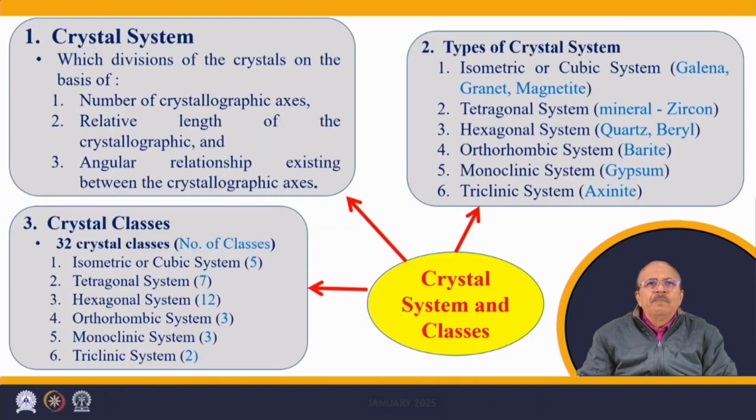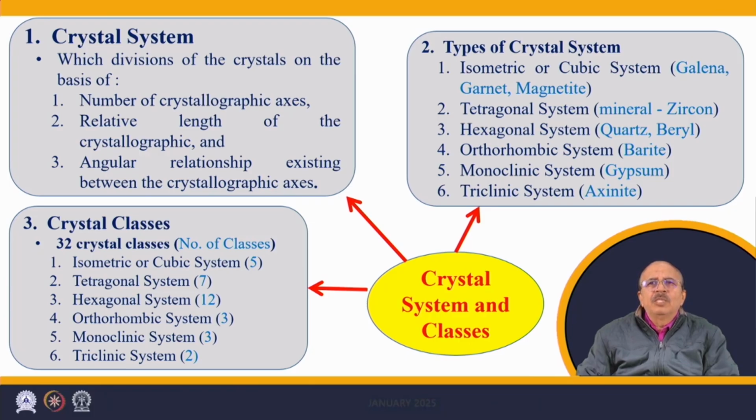So now the summary of this lecture is that we have discussed about the crystal system first, in which we have seen the division of crystals are on the basis of number of crystallographic axes, relative length of the crystallographic axis and the angular relationship existing between the crystallographic axes. Secondly, we have learnt about the types of crystal system, in which we have seen 6 major types. First is the isometric or cubic system.